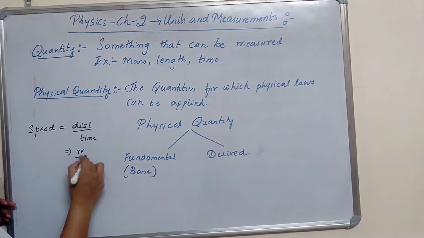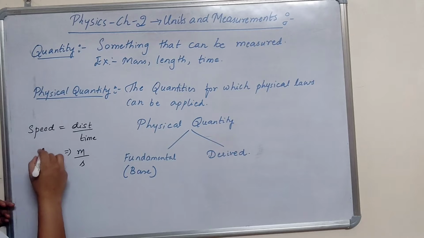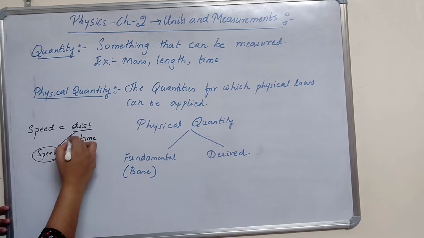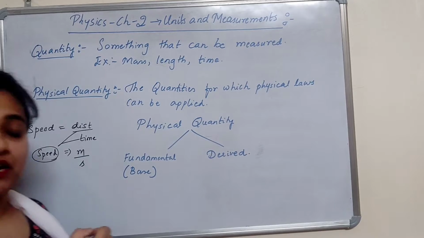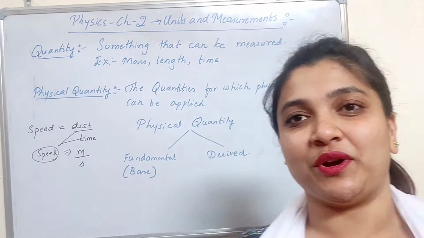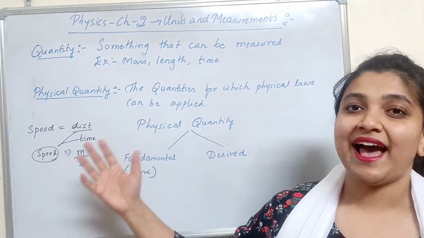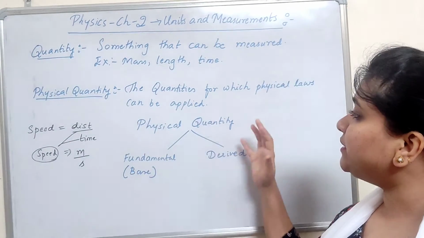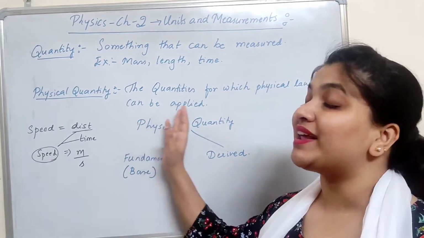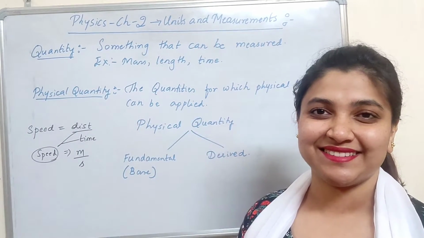Distance is measured in meters. Time is measured in seconds. So meter per second is nothing but speed, right? So speed is derived using distance and time. So speed becomes something called a derived quantity. Alright, so this is the difference between fundamental quantity and derived quantity. So fundamental and derived together form what we call physical quantities.